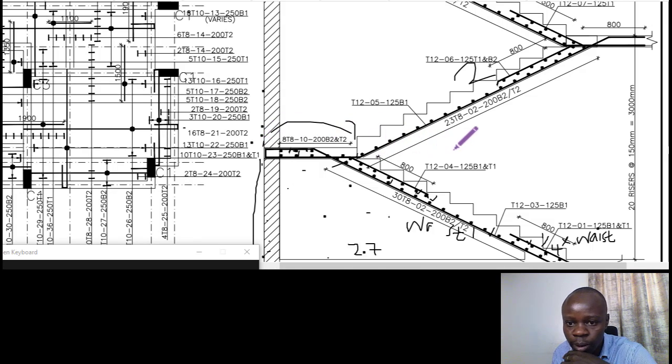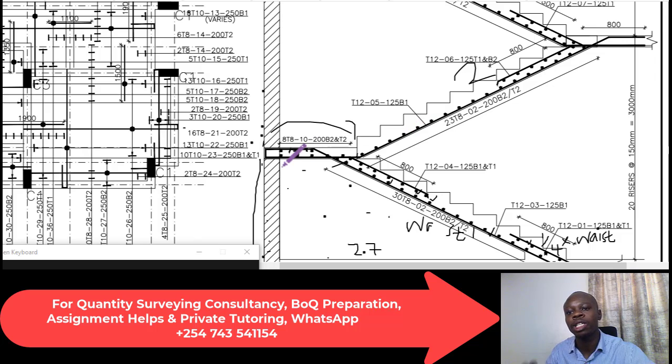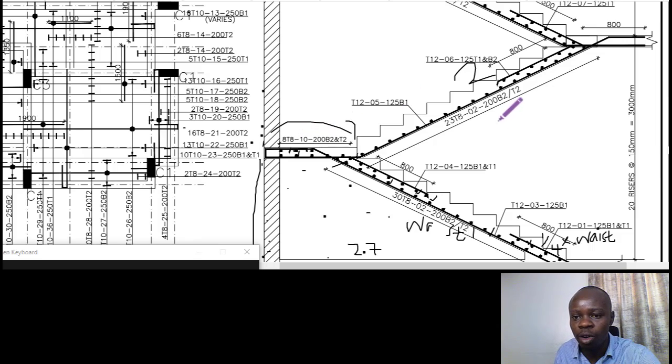Alright, so the next one we are doing is also another 02. You can see this is 23, T8, 02, 200, B2, and T2. The basis is we get the total reinforcement for a whole floor, and then we'll be multiplying by the number of typical floors. That is why we need to do it from the first flight and the second flight combined, and then multiply the kgs that we find by the number of all the other floors. So in this case, this is 23, T8, 02, 200, B2, and top 2.